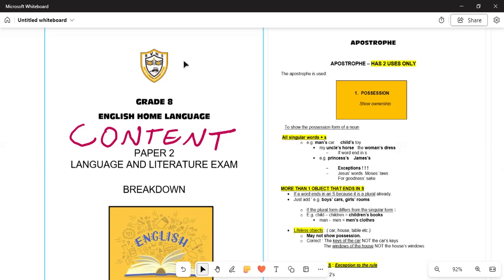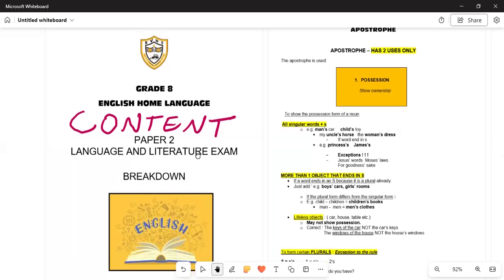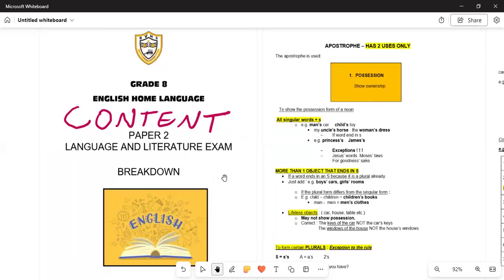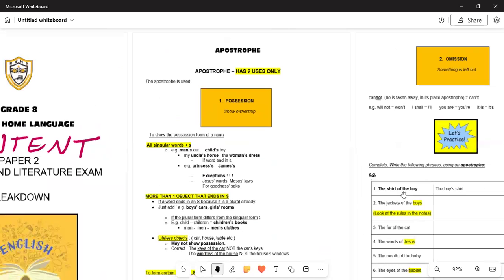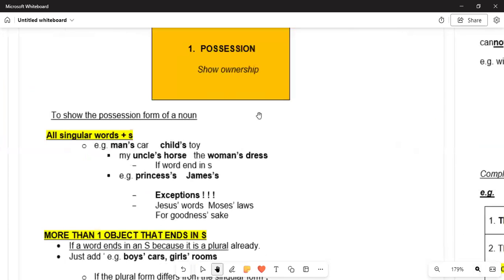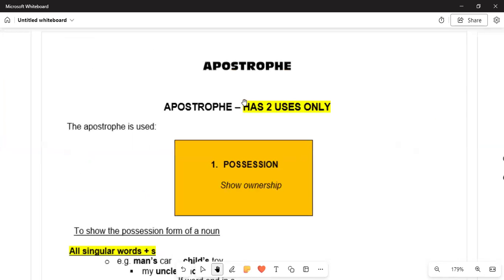We are going to look at this content in grade 8, which is home language. In this paper, we will be dealing with matters pertaining to the apostrophe. Just ensure that you are tuned in and taking some notes, without wasting any time. Let us look at the importance of the apostrophe in paragraphs, or when you are writing language, you must use it.